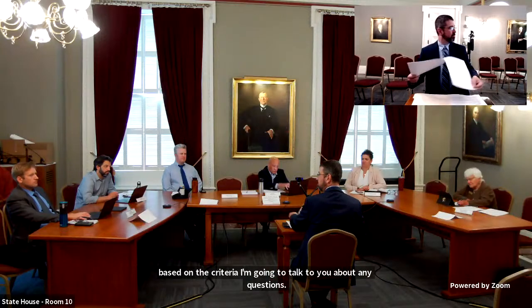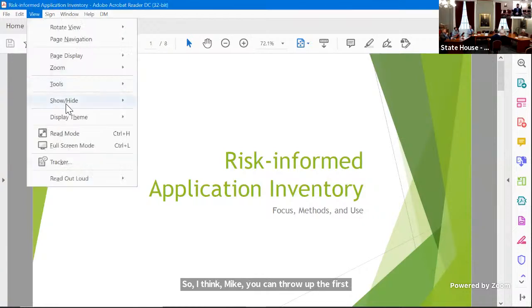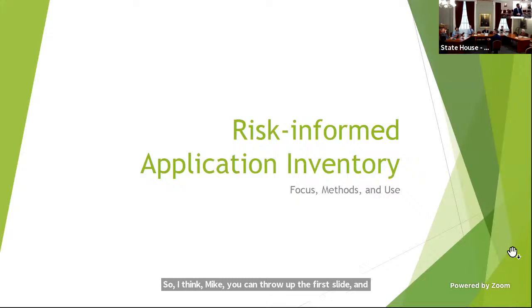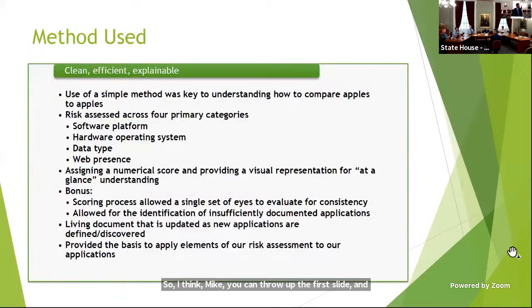So I think, Mike, you can throw up the first slide and make sure that the first slide is the same one in my brain. Perfect.